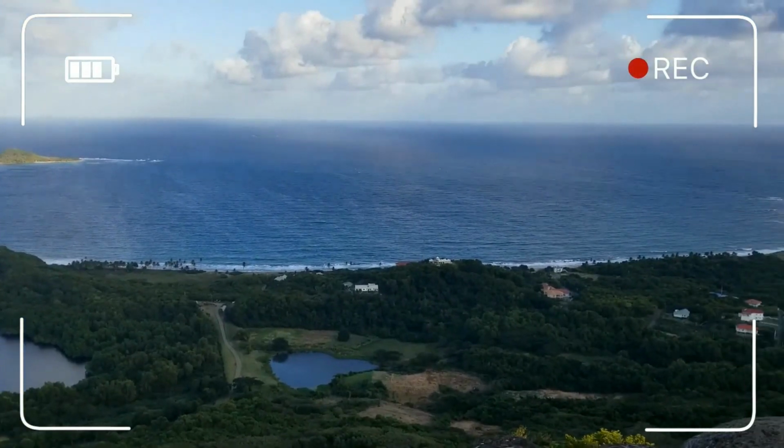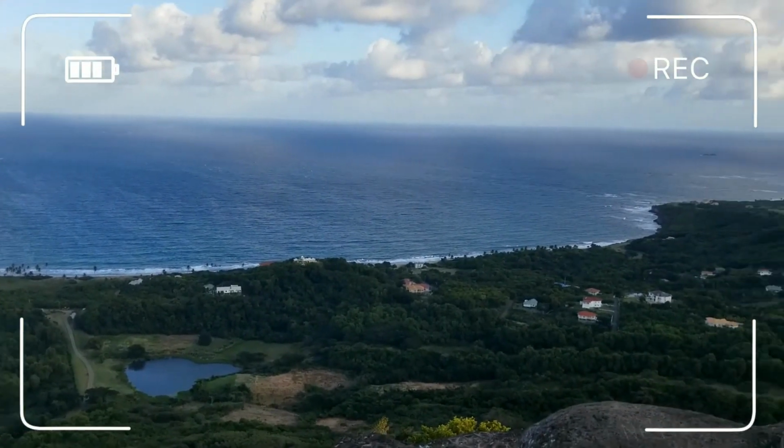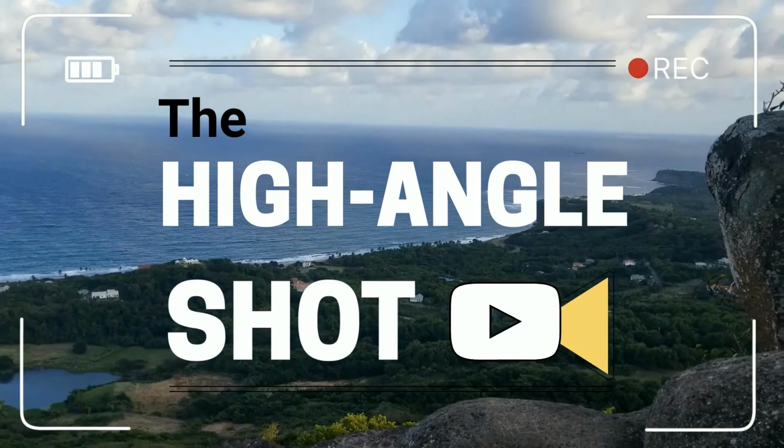Today we'll be discussing a popular camera angle used in visual storytelling today, the high angle shot.